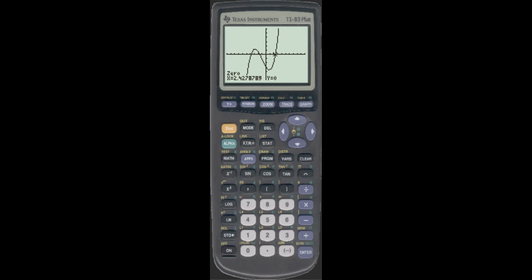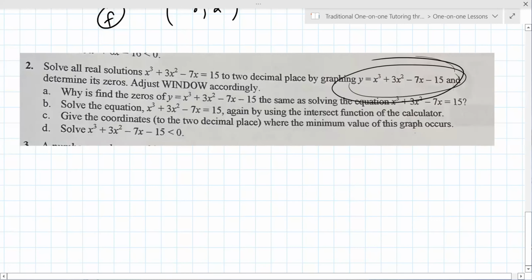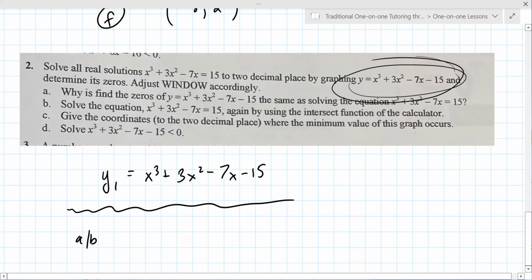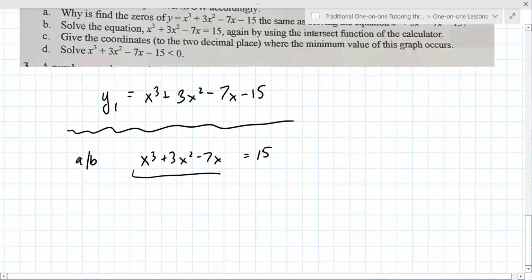Okay, if I go back to the other window, what we did is we went into y1 and we graphed 3x squared minus 7x minus 15. But what they're saying in part A/B is that there's another way to do it. The other way is to take the thing on the left side of the equation, which goes into y1, and the thing on the right side of the equation into y2. This time we're going to find the intersection of them.